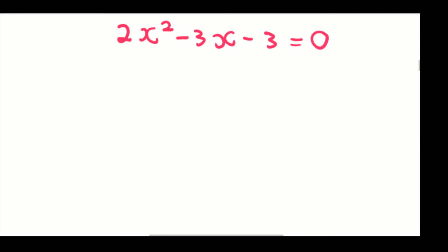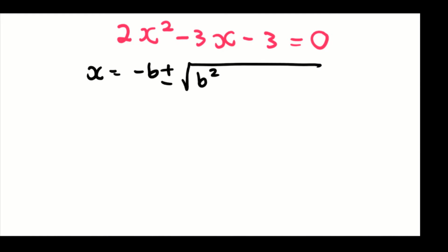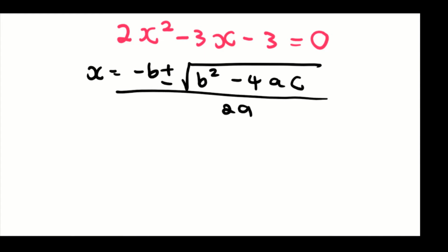And our quadratic formula is x equals to minus b plus or minus the root of b squared minus 4ac. Then we divide by 2a, of which our value of a is equals to 2, our value of b is equals to minus 3, our value of c is equals to minus 3, right? So we're going to substitute these values in our problem here.